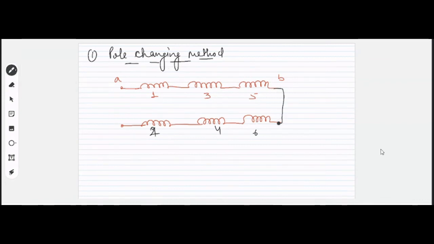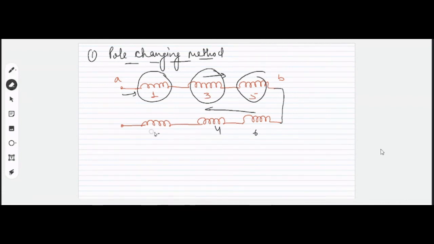If we connect this way and if we feed the current I from here, right? So the current flow will be like this way, and from in this it will be like this way. So obviously if these will be 1, 3 and 5 will be generating the north pole, right? Then what will happen? The 2, 4 and 6, they will be generating the south pole because the direction of the current is opposite, right? So this could be seen like this way.